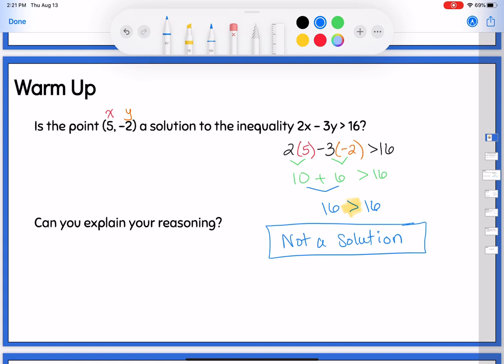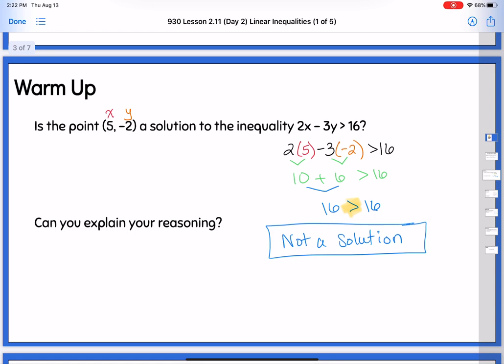The other way you could explain it would be to really visualize what that graph would be, right? If this was a greater than symbol, it would just be a dotted line. This point (5, -2) would land on that line, but since the line is dotted, it's not a solution. The points on the line are not solutions to that inequality. That would be another way that you could explain your reasoning on that one if you're thinking in terms of a graph. So hopefully that helped you just kind of get your brain back moving in the direction that we were moving yesterday.